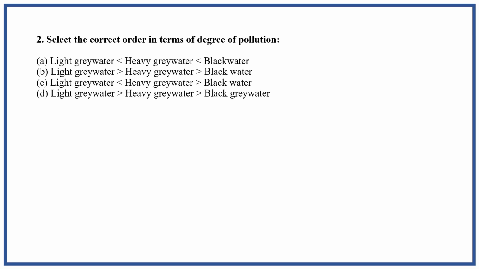Okay. So the next question is: select the correct order in terms of degree of pollution. So we have three different types of water, that is the light gray water, heavy gray water, and black water. Can someone say the answer or write in the chat box? A. Anyone else? Anyone else who thinks that the answer is A? Okay, James said it's A.